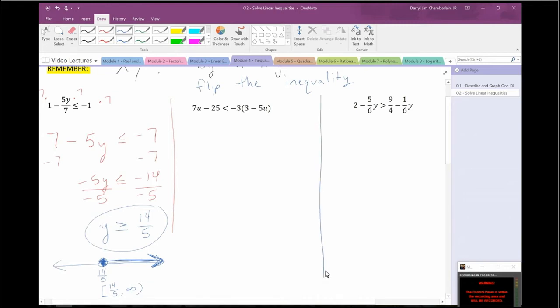All right, so the next one. Don't see any issues with fractions, so we'll just get started like before. We're going to distribute. Okay, now I want to get my variable to one side, everything else to the other. So in this case I will subtract 15u from both sides.